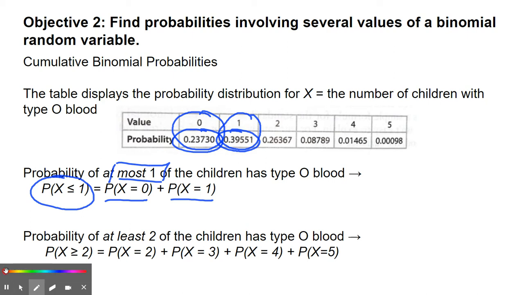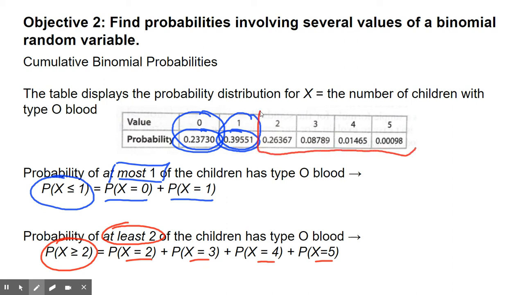Down here, we're using the words at least 2. So when we say at least, that means 2 is the smallest, but we can be bigger. So notice the notation greater than or equal to 2. And notice we're using 2, 3, 4, and 5, all of these. Okay, so these 4 numbers. And again, remember, you can use the idea of 1 minus to help you. So in the second example, we could add these 4 together, or we could also take 1 minus and we could add those 2.